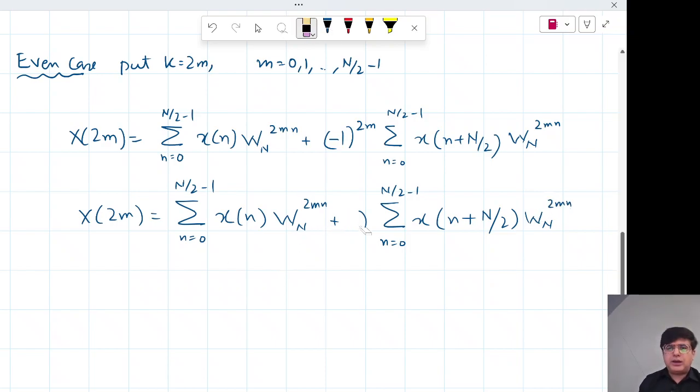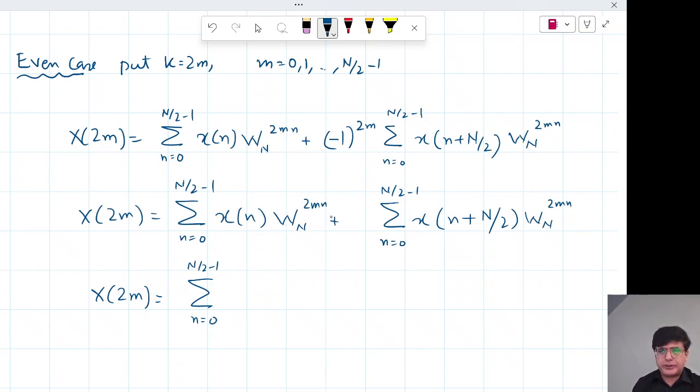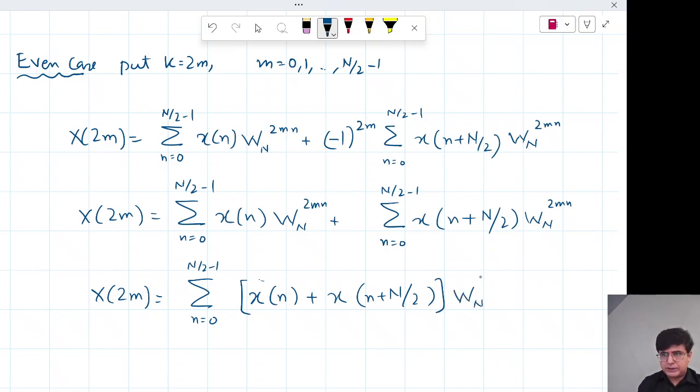Now, question, are the limits the same for both the sums? Yeah. So, that means I can just combine the sums together. So, I can just write this as X of 2m equals sum n going from 0 to N over 2 minus 1, and then when I combine the two sums together, this W subscript N to the power 2mn is common. So, I can write this as X of n plus X of n plus big N over 2, and then this W subscript N to the power 2mn.